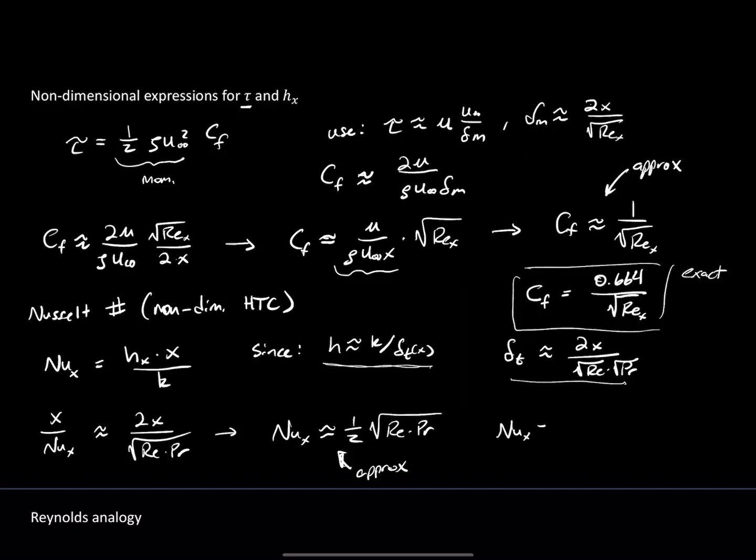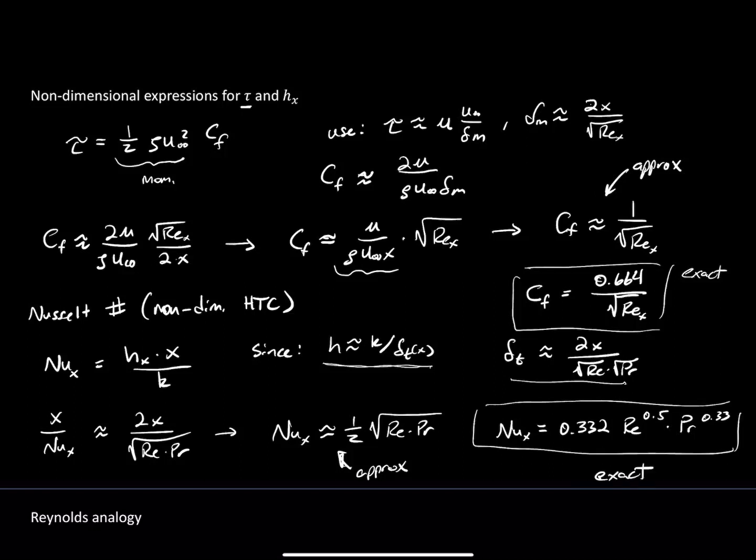The exact model is as follows. It is Nusselt x is equal to 0.332 times Reynolds to the 0.5 times Prandtl to the 0.33. And again, this is all for flow over a flat plate. So we now have these non-dimensional quantities, friction coefficient, Nusselt number, and eventually, like I said, we're probably going to want to plug these into a correlation and express them that way.